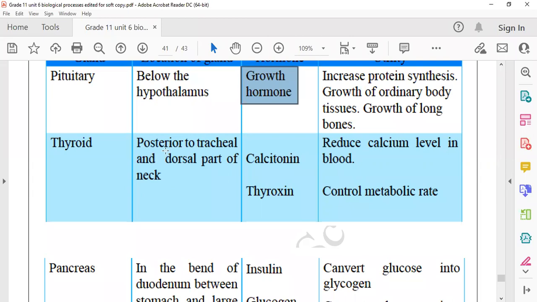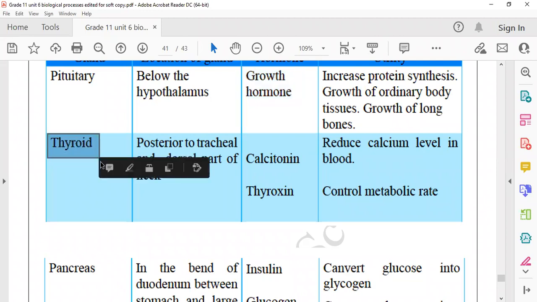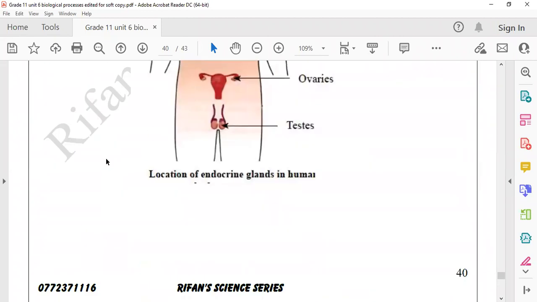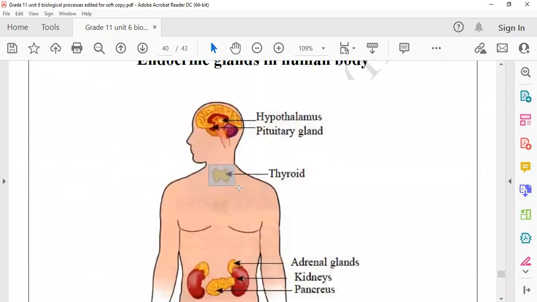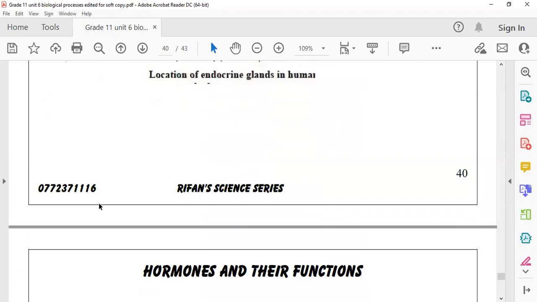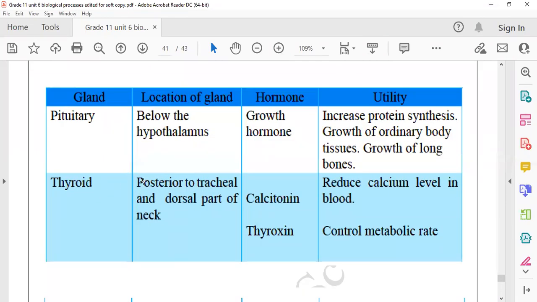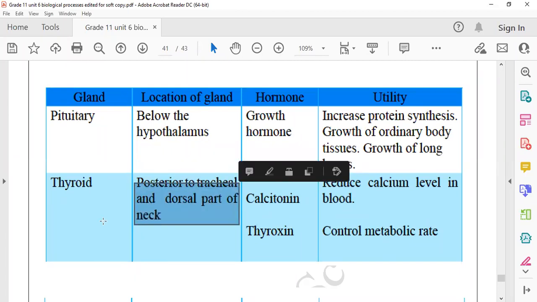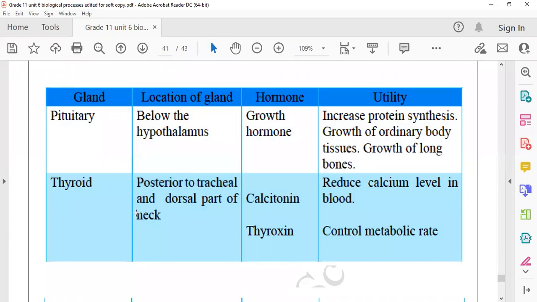Okay, now the thyroid gland is present in your neck region, in the upper part of our neck. To explain that, your book uses this kind of wording: posterior to trachea, dorsal part of the neck. This way it is explaining. Okay, location is not a bigger thing.